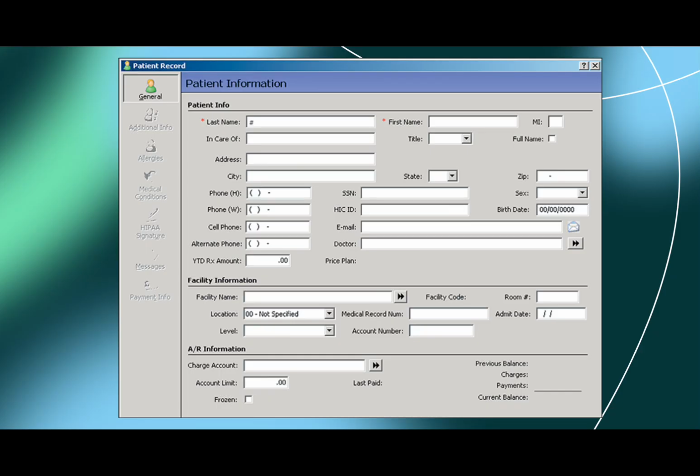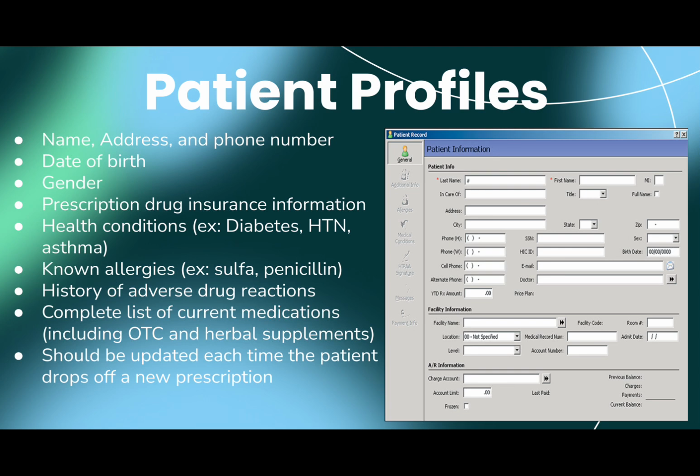Pharmacy technicians are going to have to do patient profiles. Here are the things that are important to be in a patient's profile. So patient's name, address, phone number, date of birth, gender of the patient, prescription drug insurance information, health conditions like if the patient has diabetes or hypertension, known allergies. Are they allergic to certain ingredients in these drugs? These are very important to know. History of adverse drug reactions, and a complete list of current medications, including over-the-counter and herbal supplements. This should be updated each time the patient drops off a new prescription.